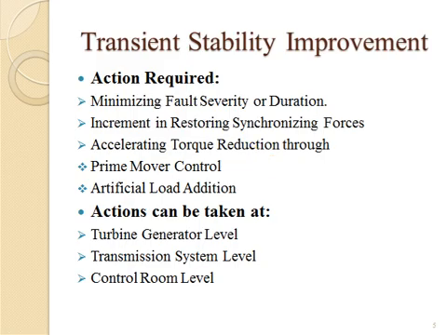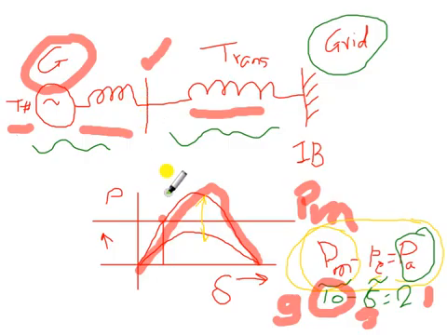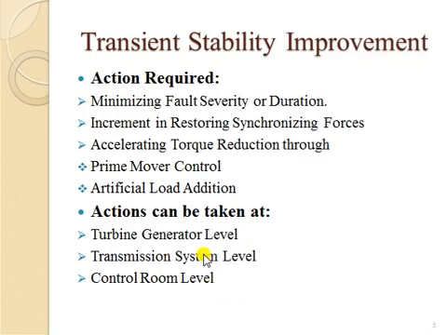There is another concept here. You can understand the peak of this particular curve is nothing but your maximum power transfer, which is given by the equation EV by X in your power transfer equation. So another technique of transient stability improvement is to increase the amount of maximum power transfer. So that is also one of the techniques we can have. Let us start discussing these one by one.